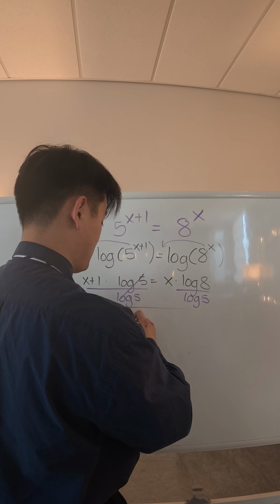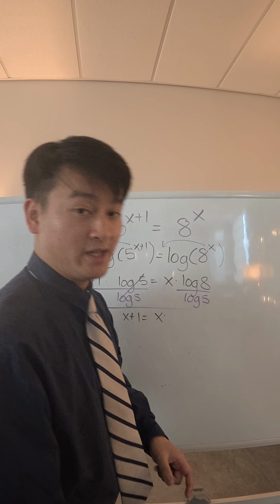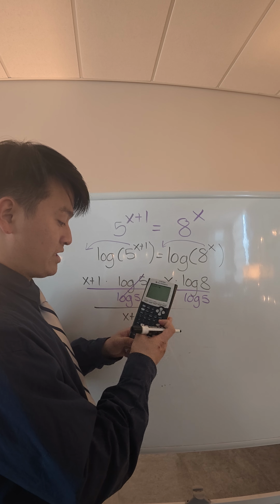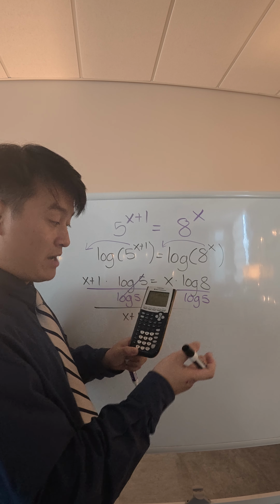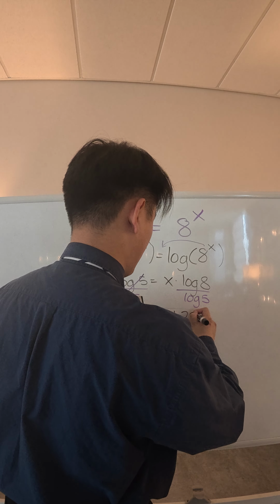x plus 1 equals x times whatever I get for my answer. So I'm going to use my calculator and type log 8 divided by log 5. That would give me 1.29. So I'm going to say 1.29x.